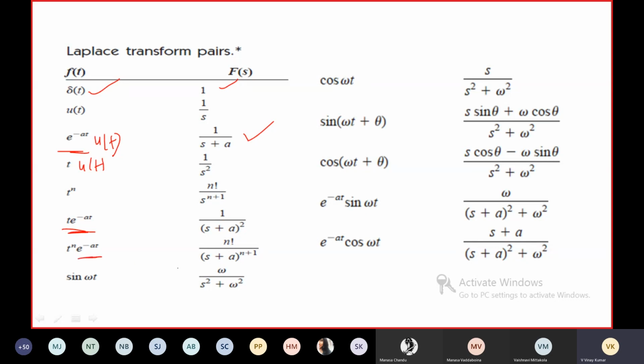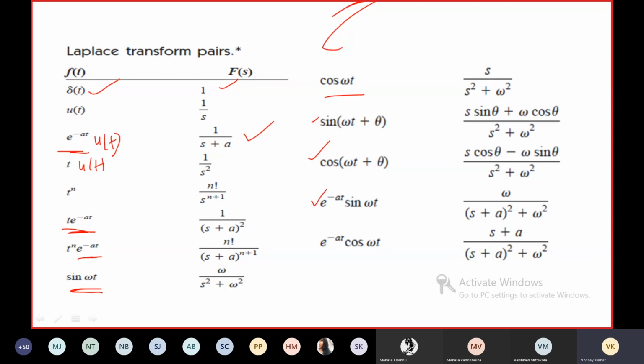Okay. Laplace of this is this, right? Laplace of sin omega t u of t is omega by s square plus omega square. Laplace of cos omega t is what? s by s square plus omega square. Okay. Not required. These two are not required now.